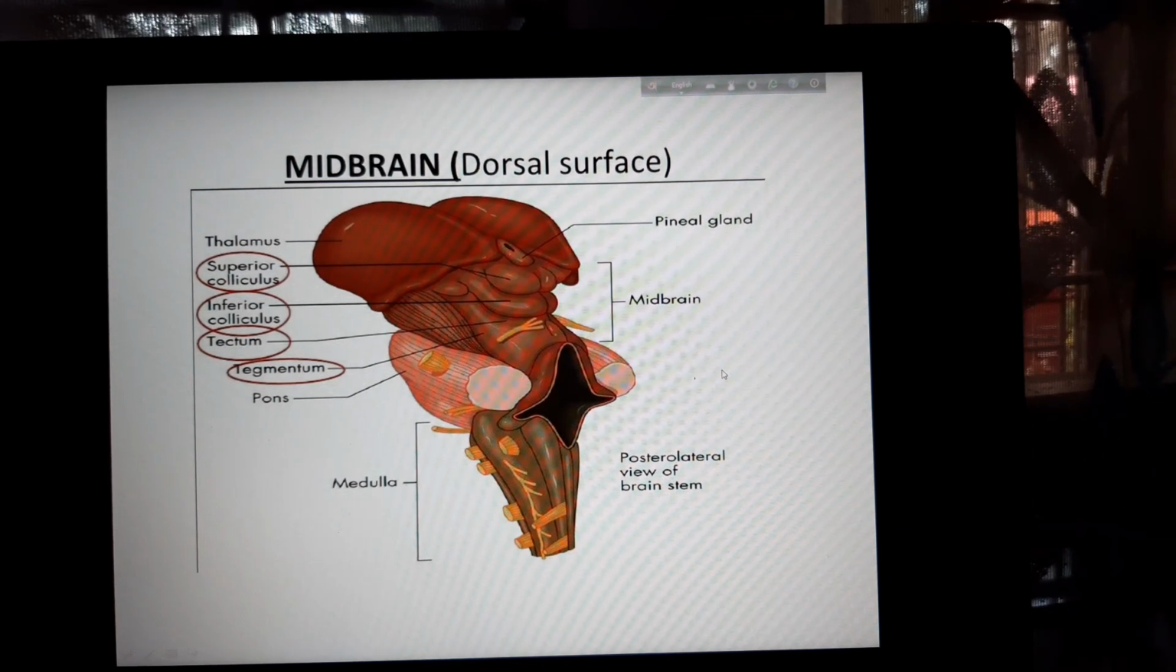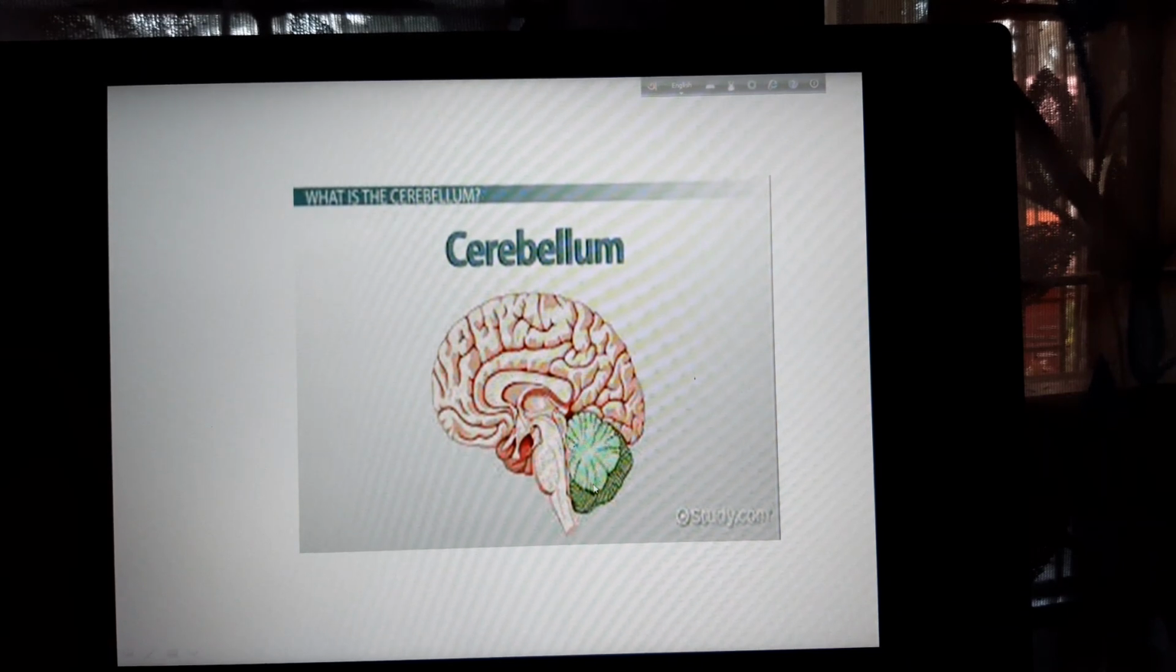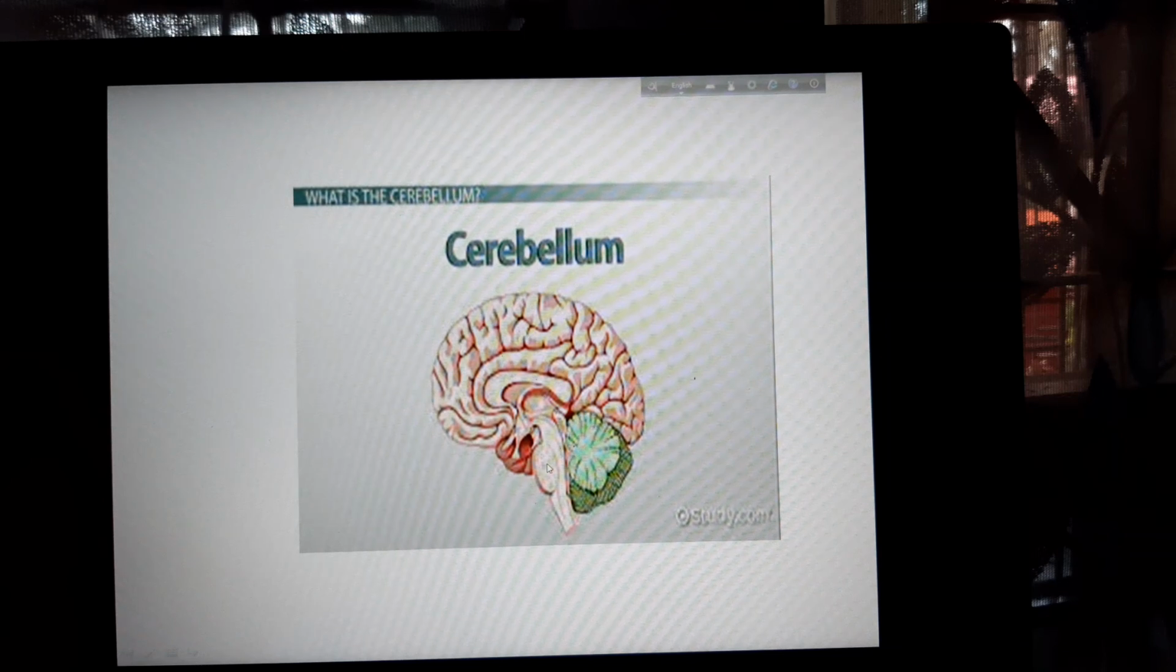Next is the hindbrain, known as the rhombencephalon. It consists of the cerebellum, pons varolii and medulla oblongata. This is the hindbrain, this is the midbrain, and this is the forebrain. The cerebellum is very large and well developed. It consists of two lobes joined with each other by a thick band called the vermis.